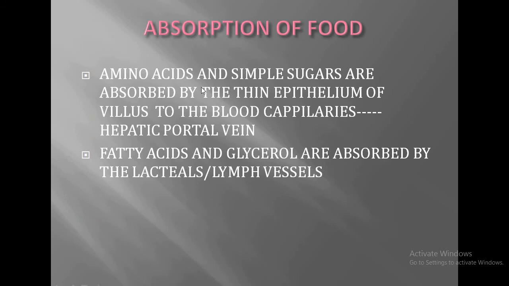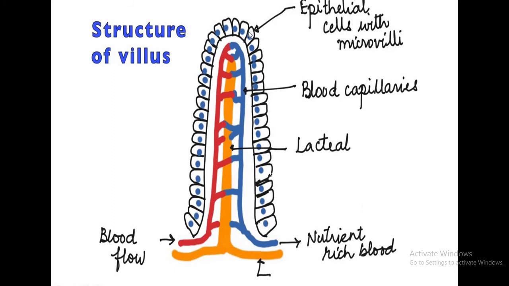So once the digestion is completed, now there is absorption of food. Amino acids and simple sugars will be absorbed by the thin epithelium of the villus into the blood capillaries, and then will join the hepatic portal vein and be distributed to different parts of the body. Whereas the fatty acid and glycerol are absorbed by the lacteals or the lymph vessels.